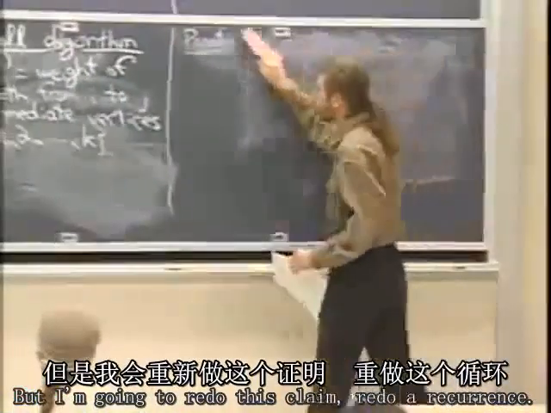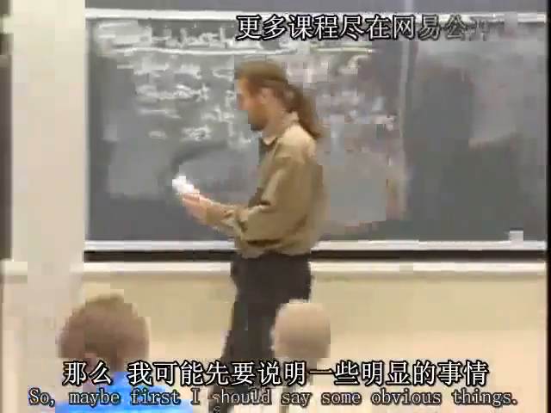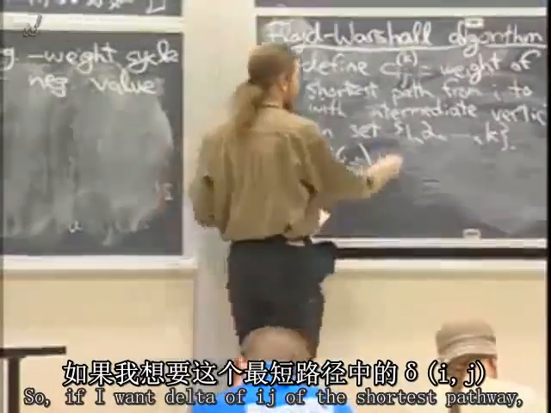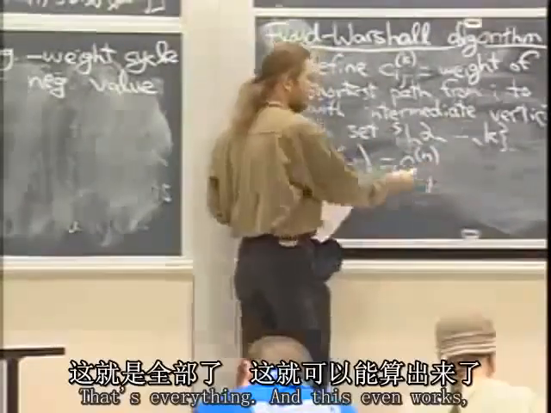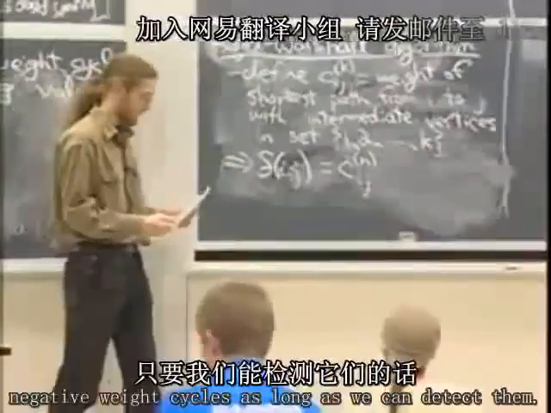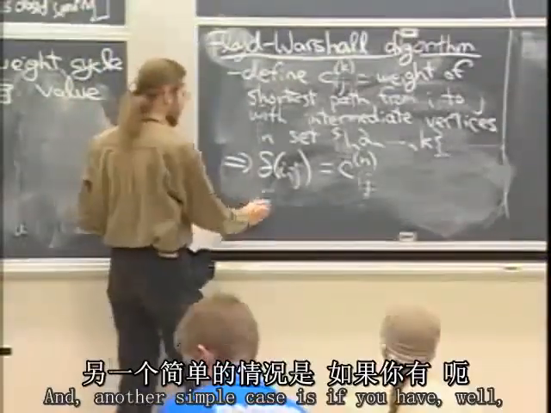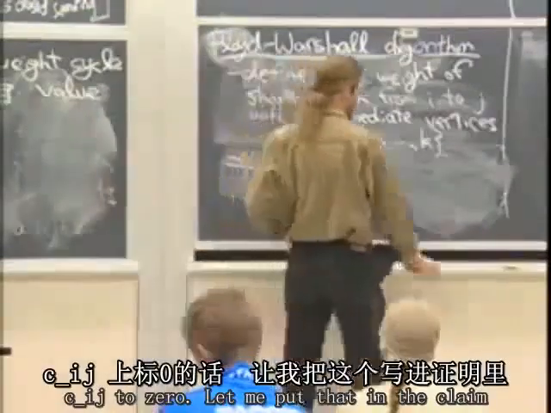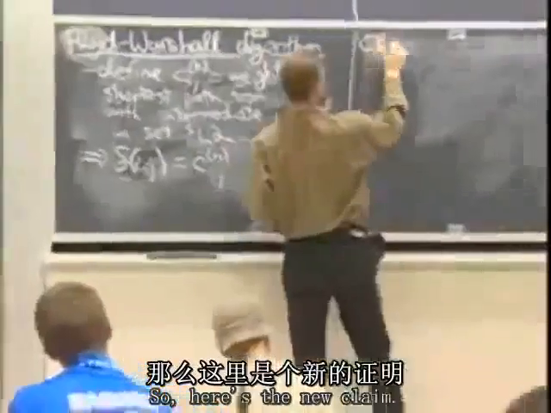Redo a recurrence. So maybe first I should say some obvious things. So if I want delta of ij, I want the shortest path weight, well, just take all the vertices. So take Cij superscript n. That's everything. And this is true even if you have a negative weight cycle, although again, we're sort of going to ignore negative weight cycles as long as we can detect them. And another simple case is Cij superscript 0. Let me put that in the claim. Be a little bit more consistent here. So here's the new claim.